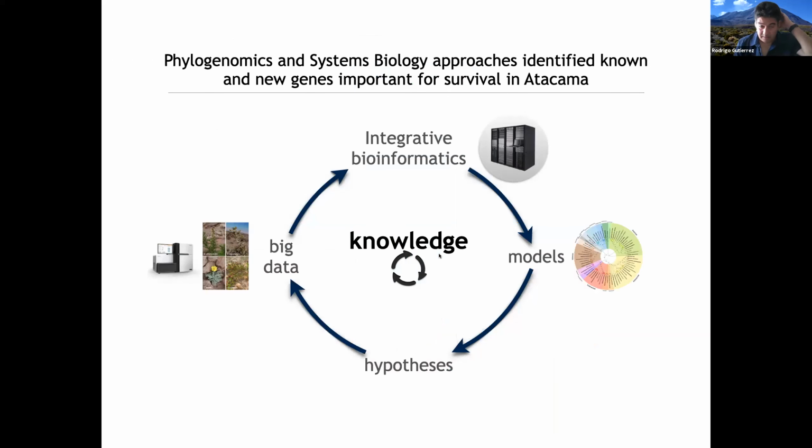So with that, I would like to finish. I hope that I showed you how we're using big data sets, in this case, transcriptome data sets from Atacama species, integrated with bioinformatics and phylogenetic models to provide hypotheses regarding new genes and new processes that are important for survival in Atacama. I think some of them, as I showed, have been described in model organisms, but there is about 20% of them, but many of them are still not studied.